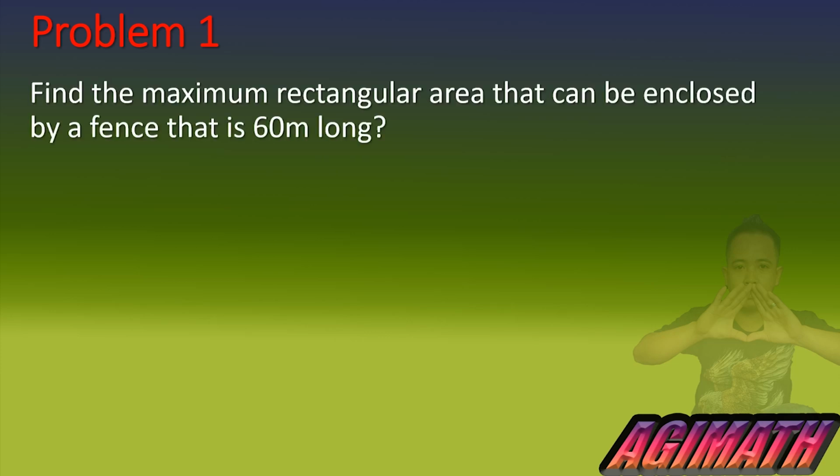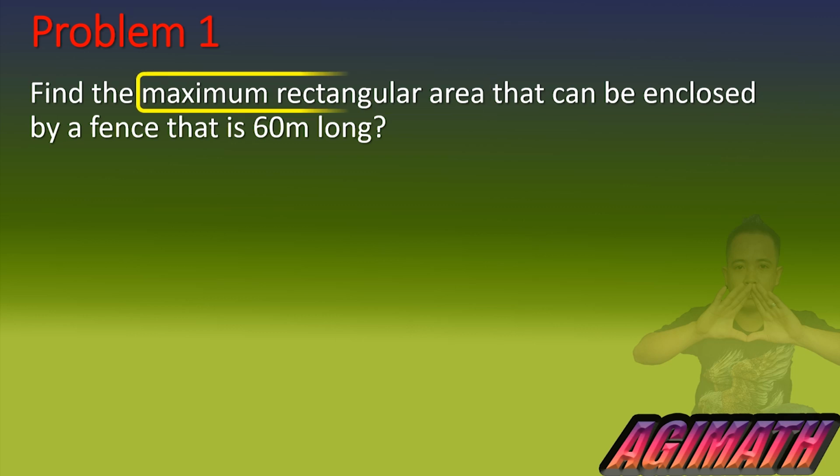But let us have our first problem. Find the maximum rectangular area that can be enclosed by a fence that is 60 meters long. So we are going to read the problem several times until we understand. Find the maximum rectangular area that can be enclosed by a fence that is 60 meters long. When you are reading, you take note of the important terms, especially what is being asked in the problem.